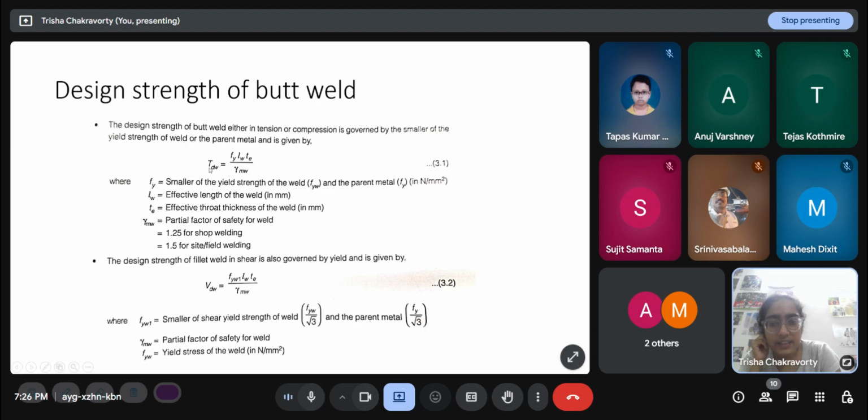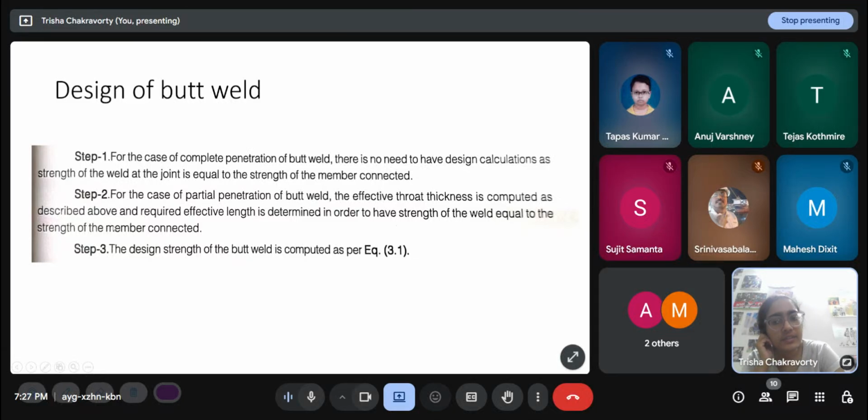So this is the formula: TDW, the design strength of butt weld, is Fy L_w t_e divided by gamma_mw. Sorry, this is the butt weld, the design strength of butt weld in tension or compression, and this is in shear. This is gamma_mw. f_yw is for the smaller of the shear yield strength of weld and parent material. We have to divide both these yield strengths by root 3. Gamma_mw is the partial safety factor, and these are the same. They are similar, it's just that this term becomes divided by root 3.